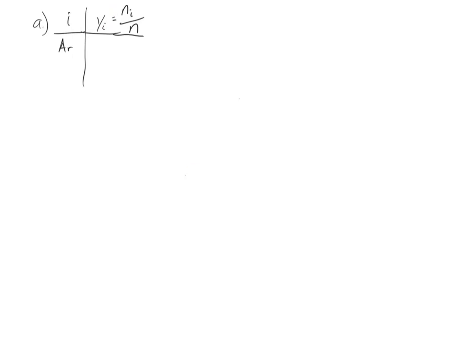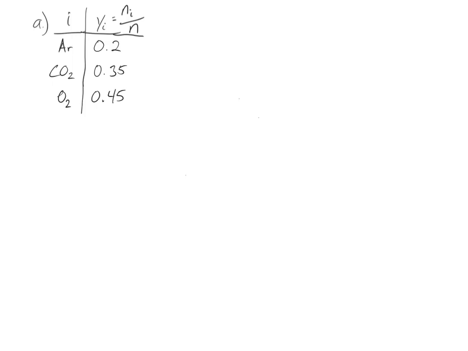So for argon, the mole fraction of argon that they gave us was 0.2, right? 20%. When they say molar analysis, they're telling you what mole fraction of argon is in the mixture. For CO2, they told us it was 35%, so that's 0.35 is the mole fraction of CO2. And for oxygen, it was 45%, so that's 0.45 for the mole fraction.